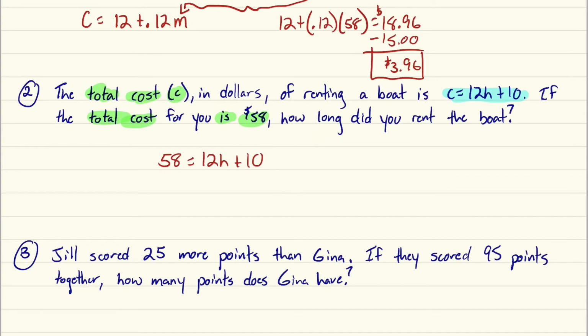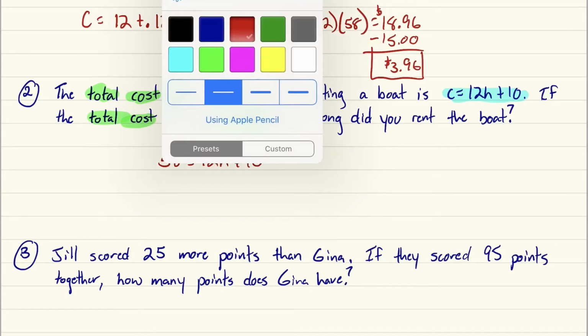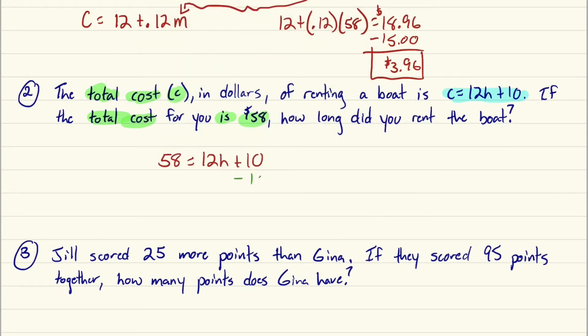Take a look at the problem, and now what do I have? I have a two-step equation, and we already know how we solve two-step equations, right? Our first step here is to deal with our addition and subtraction, so we subtract 10 from both sides. The 10's on the right cancel, leaving me with 12 times H is equal to 48.